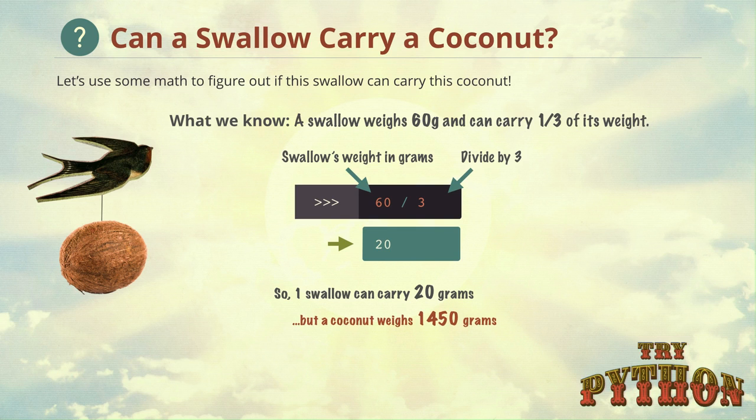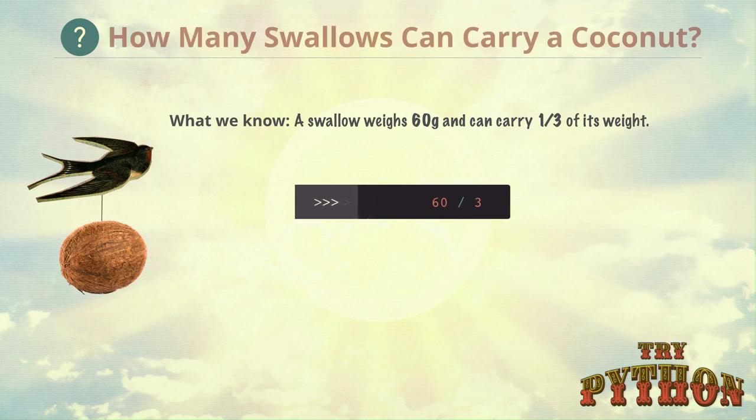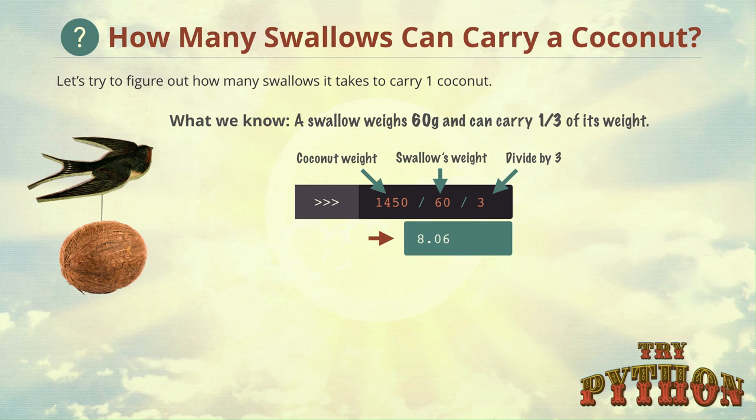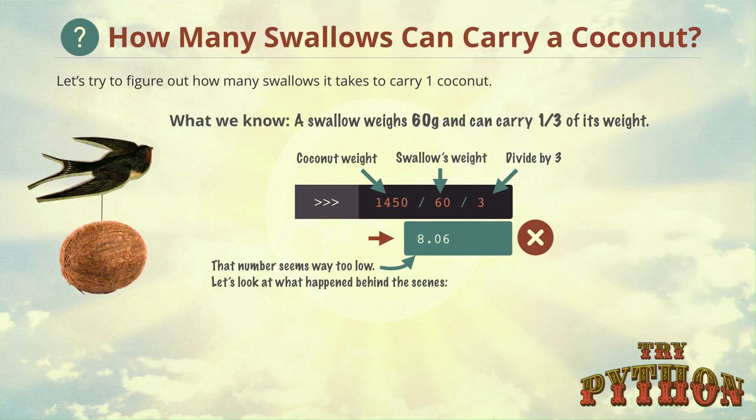But a coconut weighs 1,450 grams. Obviously, a swallow can't carry a coconut. So how many swallows would it take? We divide the coconut's weight, 1,450, by the swallow's carrying limit, 60 divided by 3. This will tell us how many swallows it will take to carry a coconut. We get 8.06, which seems way too low. We may have messed up the math somewhere.